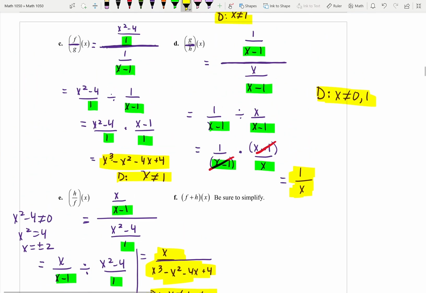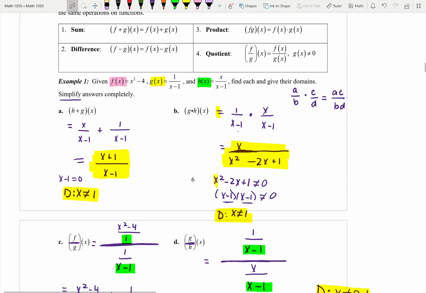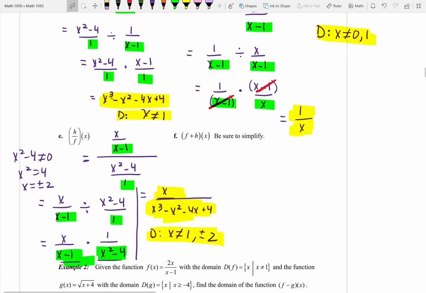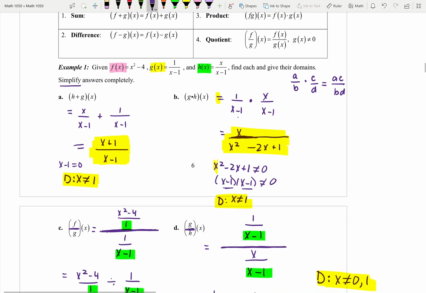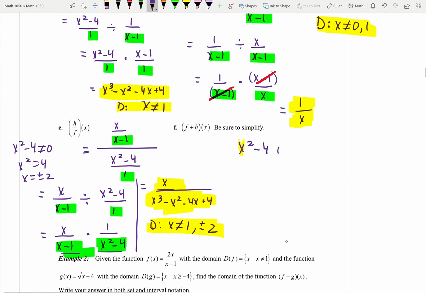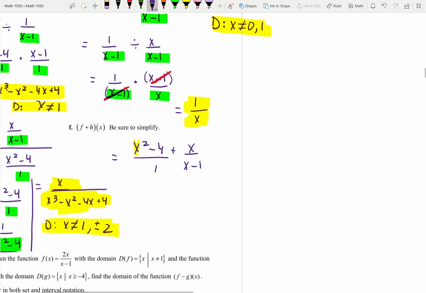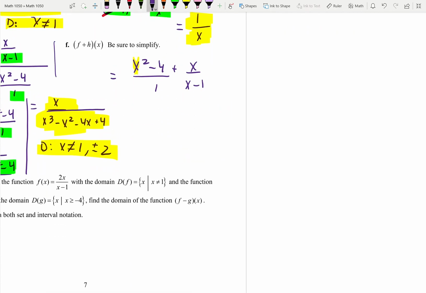Okay, question F. Take f of x, which is, sorry, I have to keep scrolling, x squared minus 4, and add it to h of x, which is x over x minus 1. Let's put a 1 underneath it. This is just a little bit more difficult. I'm going to separate those out. In order to add those, I have to have a common denominator, which I do not have. If I were to get a common denominator, it would be x minus 1.